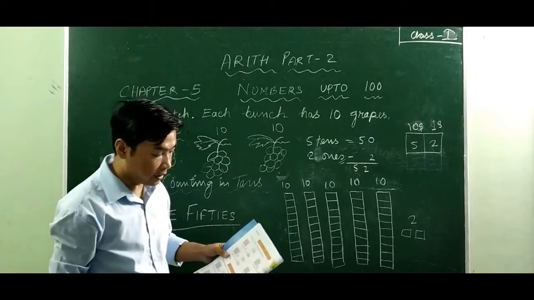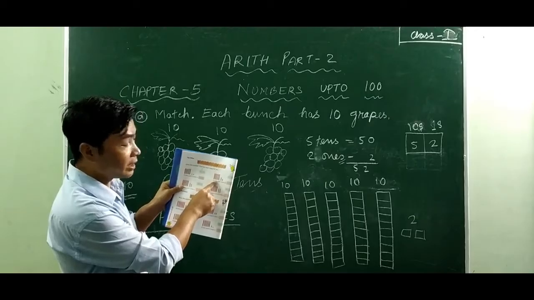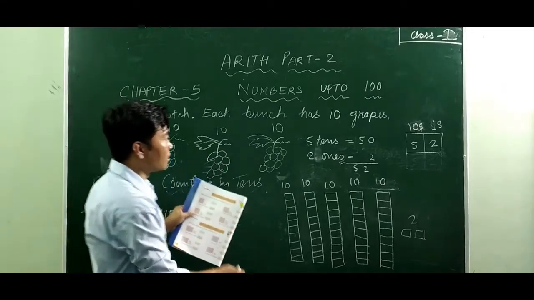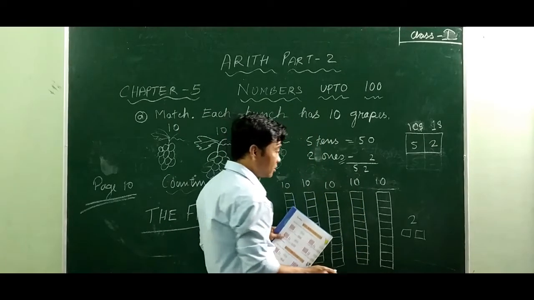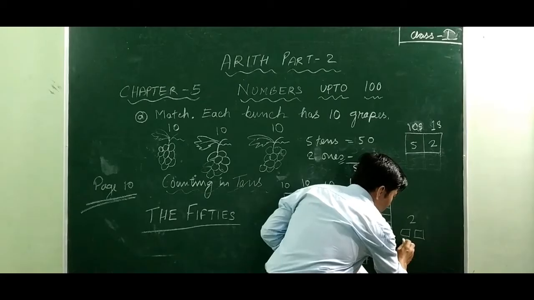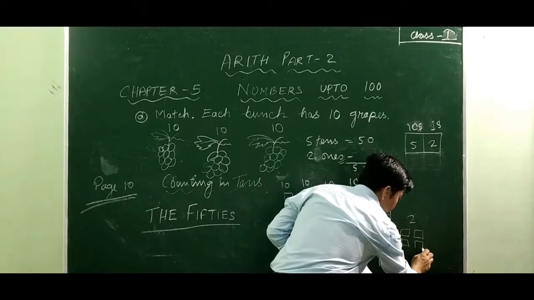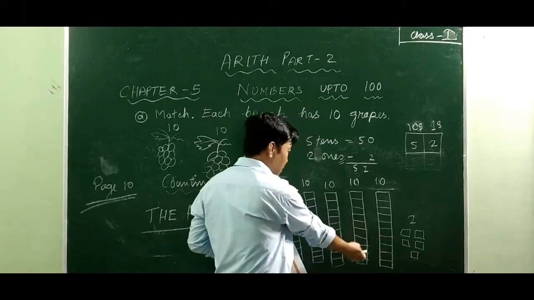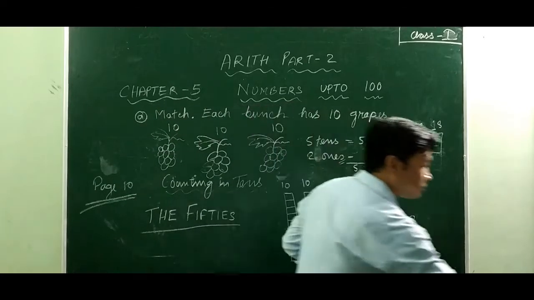Now in the same way, the next question is, we have 5 tens. If you look at the book, we have 5 tens and then 5 ones. So we have 5 tens and 5 ones. That means 1, 2, 3, 4, 5. On one side we have 5 boxes, on one side we have 5 tens. Then how will you represent this number?